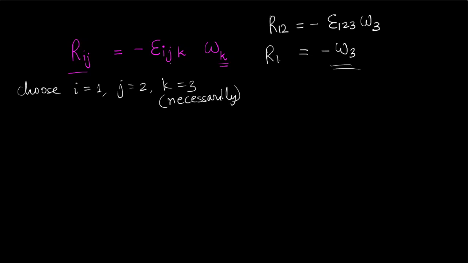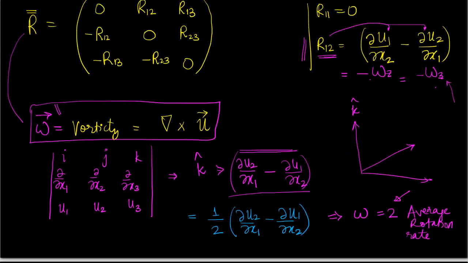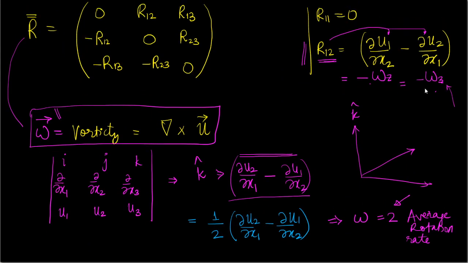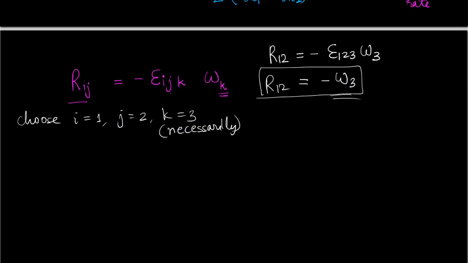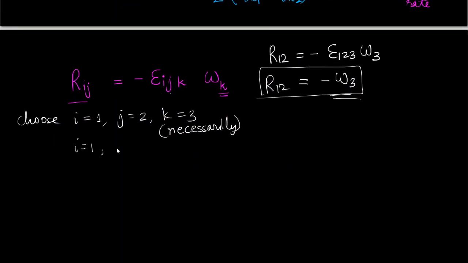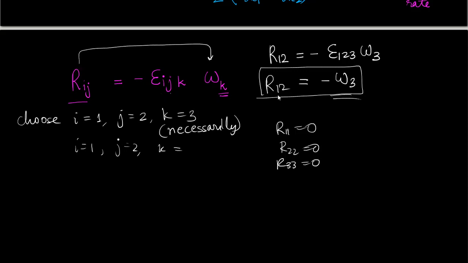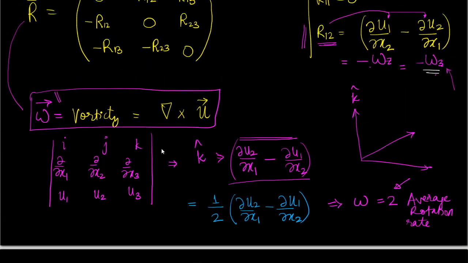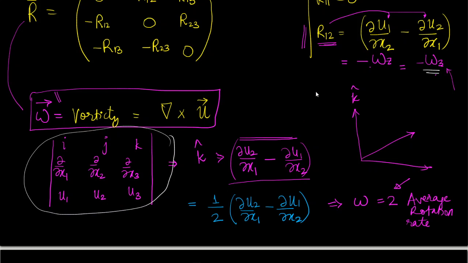So anyway, let us proceed. R12 is minus omega 3, which checks out. Also the other components, if we choose i equal to 1, j equal to 2, it doesn't matter what k is going to be because you have repeated one index. So R11 is going to be 0, R22 is going to be 0, R33 is also going to be 0. So in essence, we are able to relate the rotation tensor with the vorticity. I request you to do this calculation and compare it to the R12 values.